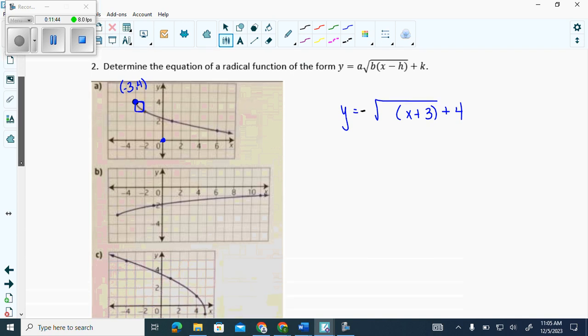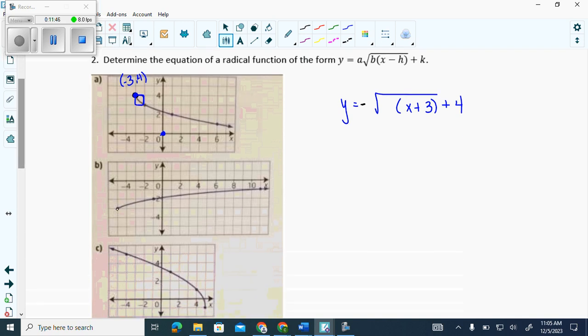So let's look at the next one. My coordinate is not at 0, 0. My initial coordinate is at -5, -3. So let's put in our translations. So we get y equals the square root of x plus 5 and a -3 at the back.